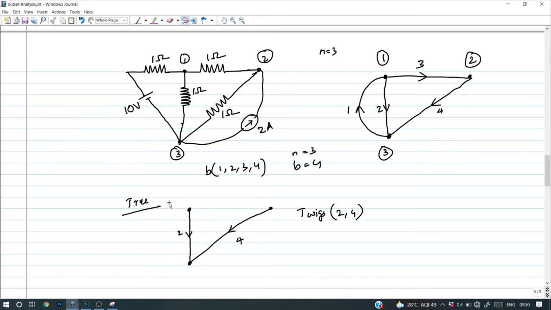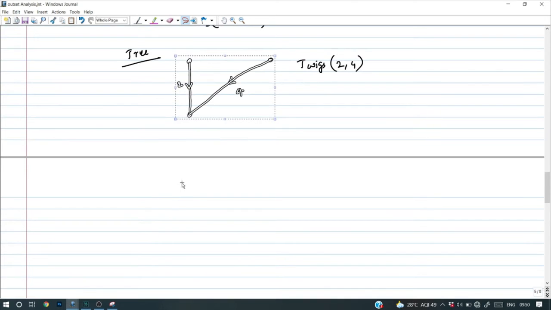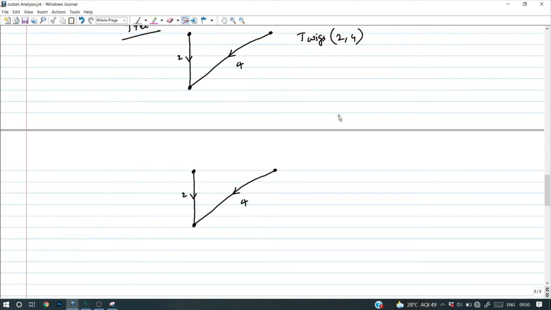Into that tree, next what we need to do is draw the co-tree by means of a dotted line. So this is your node 1, this is node 2 and this is node 3. So this is your branch 2. The blue line indicates the co-tree. This is branch 1, this is branch 2.